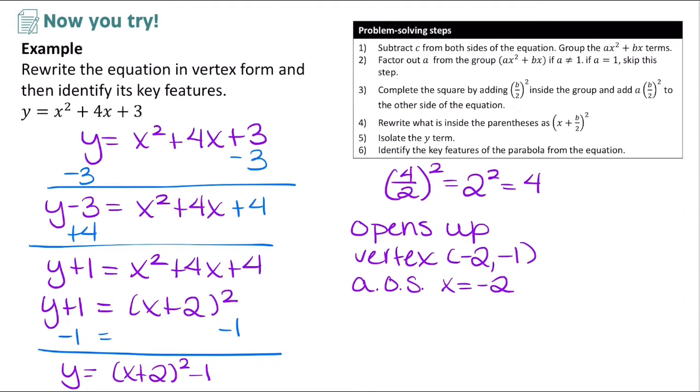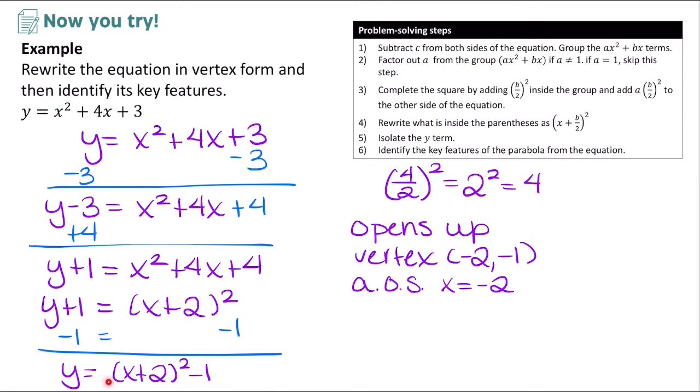So you can see here we started by subtracting 3 from both sides, and then we completed the square by adding 4 to both sides. So that gives us y plus 1 equals x plus 2 squared, and then we subtracted 1 to get this into vertex form, which is y equals x plus 2 squared minus 1.